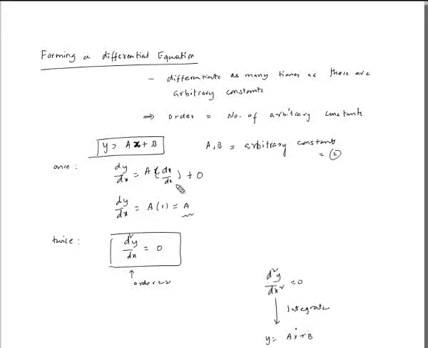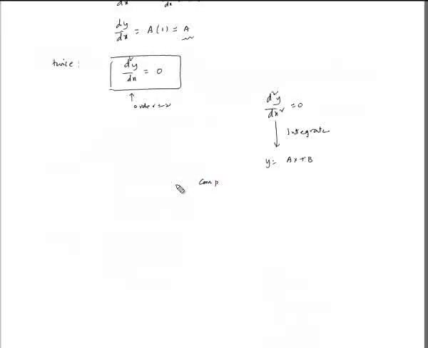But in order to get the complete solution, I need to provide two boundary conditions, or two conditions for a and b. So basically, the order will tell you how many boundary conditions are required in order to get the complete solution.